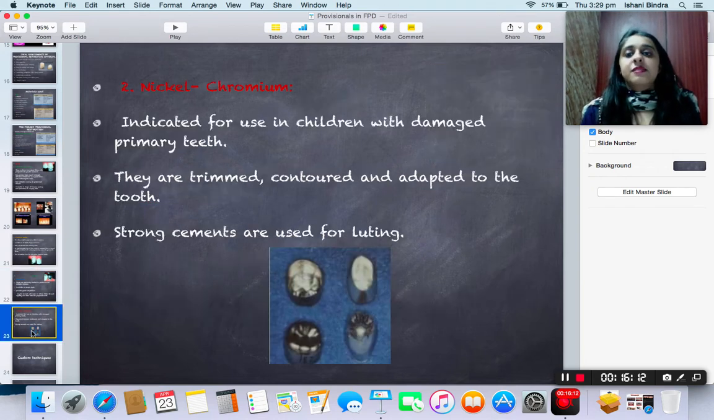The next metal is nickel chrome. Basically, nickel chrome alloys are used as crowns in children with damaged primary teeth. They are trimmed, contoured, and adapted to the tooth. Strong cements in such cases should be used for luting. So these were all the prefabricated crowns which are available in different sizes, shapes, and materials.